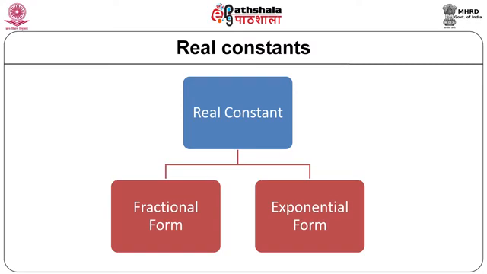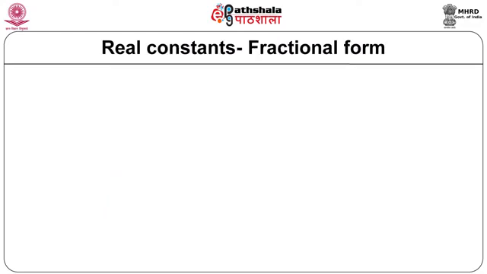The real constants are often called floating point constants. The real number can be expressed in two different forms: fractional form and exponential form. There are rules considered for construction of real constants in fractional format.